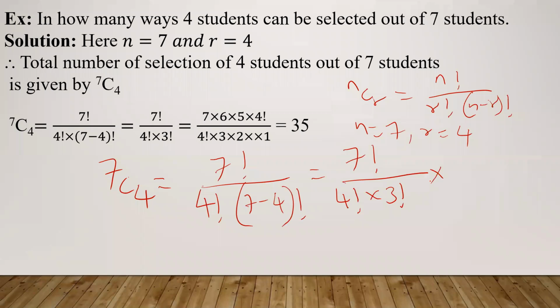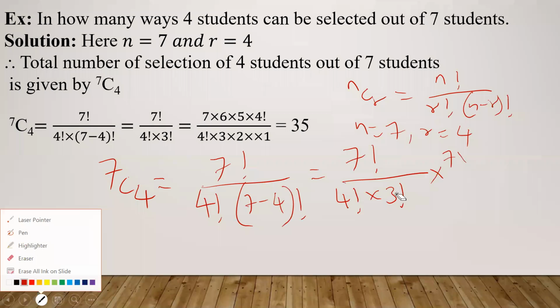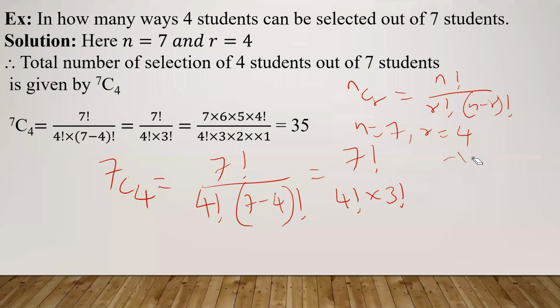Okay. Now simplify. 7 factorial I can write as 7 into 6 into 5 into 4 into 3 into 2 into 1. I can write this as 4 factorial. Why? Because it is there in the denominator, so that will get cancelled.